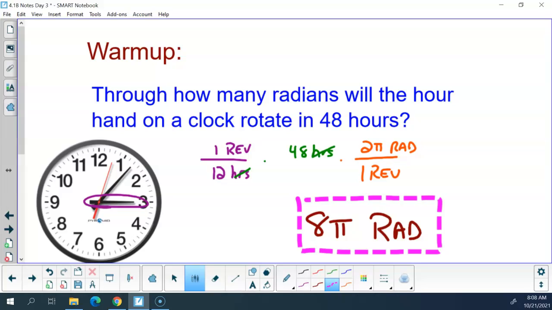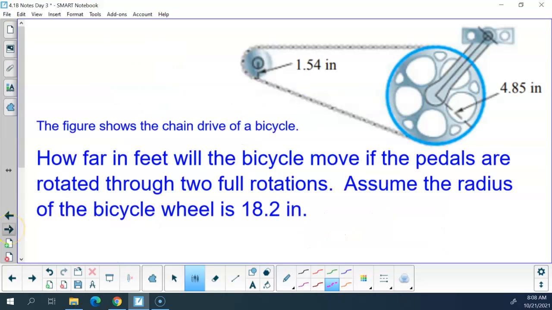The kicker was that the clock goes around twice as long. Good thinking type of problem. Ooh, here's another good thinking type of problem. The figure shows the chain drive of a bicycle. How far in feet will the bicycle move if the pedals are rotated 2 full rotations? Assume that the radius of the bicycle wheel is 18.2 inches. How far? In feet.